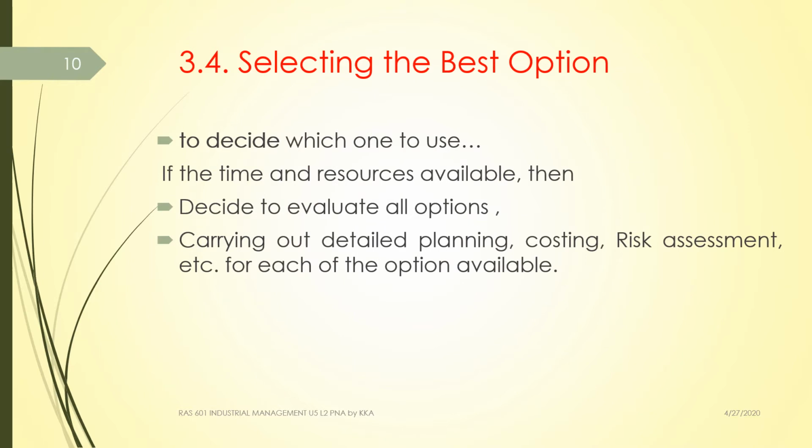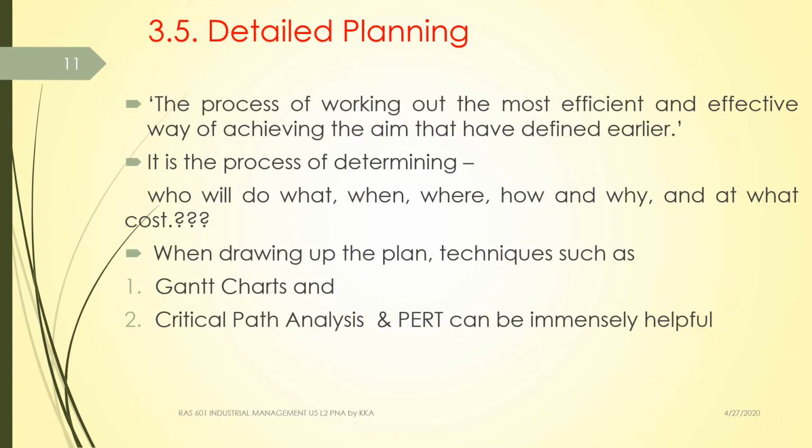Out of the possible products as well as services that can be rendered by the company, the need for detailed planning arises. What is detailed planning? Detailed planning is the process of working out the most effective and efficient way of achieving the aim that we have defined earlier. It is the process of determining what we have to do, who will do it, when to do it, where to do it, how to do it, and at what cost the product is to be delivered to the customer.